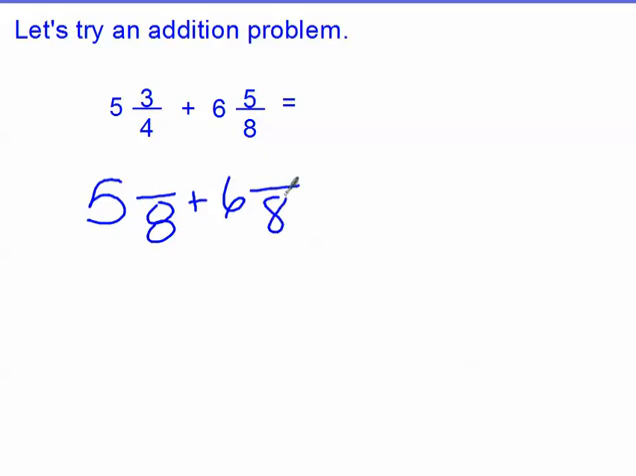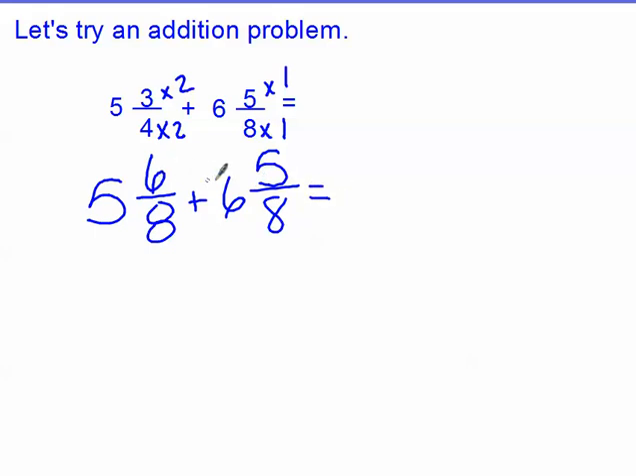Now we change our numerators. What did I do to the 4 to turn it into an 8? Multiplied by 2, so I multiply the 3 by 2 to get 6. What did I do to this 8 to turn it into an 8? I multiplied by 1, or nothing at all, so I multiply the 5 by 1, and I still get 5. So now we're ready to add our numerators.